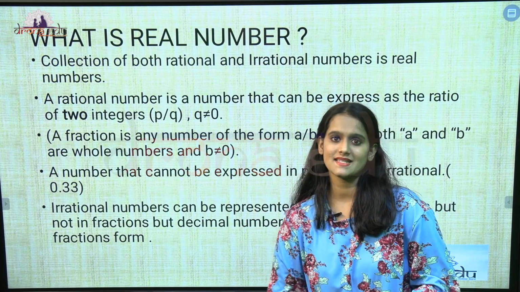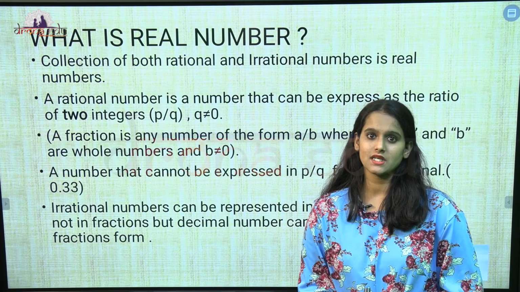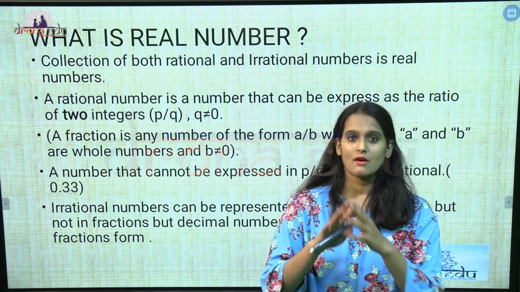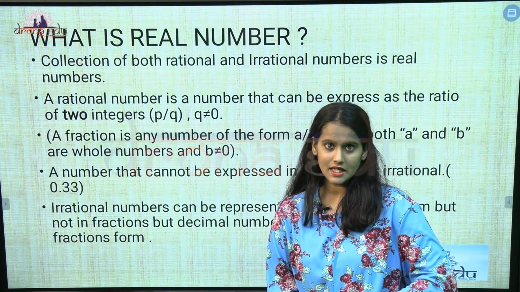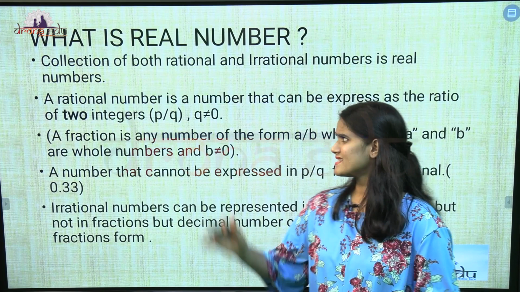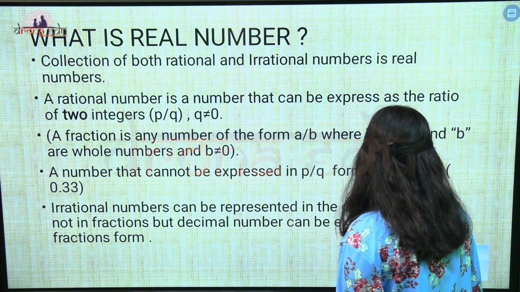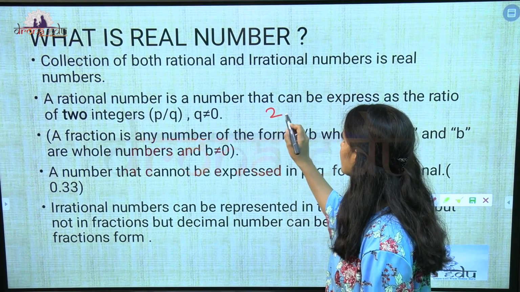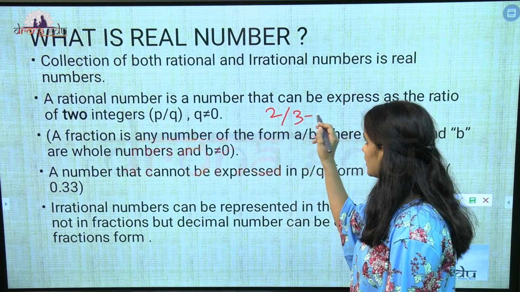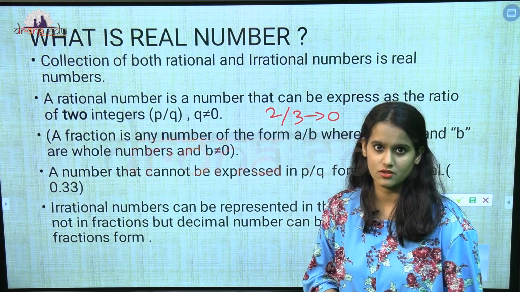A rational number is a number which can be expressed in the form of p by q, where q, the denominator, is not equal to 0. Then I can say it is a rational number. For example, if I consider a number like 2 by 3, this is also a rational number, where q, the denominator, is not equal to 0.